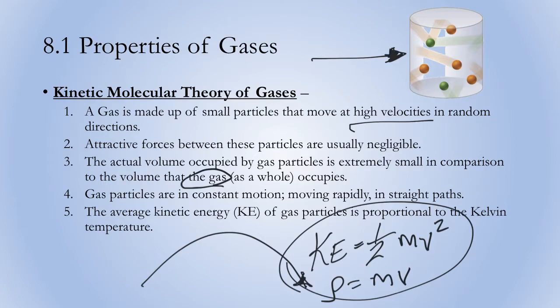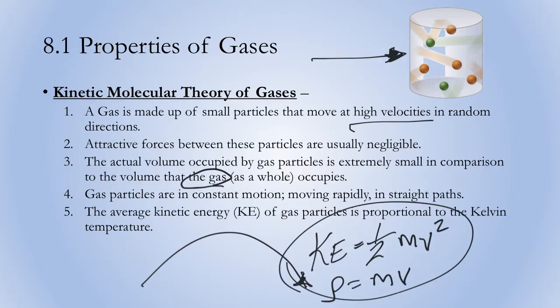But to put that into perspective, if you had a regulation size basketball, which has a diameter of about 9.5 inches, the nearest other basketball, if they were gas particles, would be about a half a mile away. So that's how big the gas would be. The molecules are so insignificant compared to the size of the gas. So that's step 3 there.